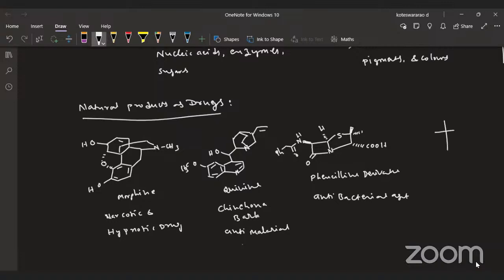Next, ephedrine, a cough syrup medicine. It is a natural product, and it is showing the medicinal activity. Ephedrine is anti-asthmatic, or for bronchial relaxation.